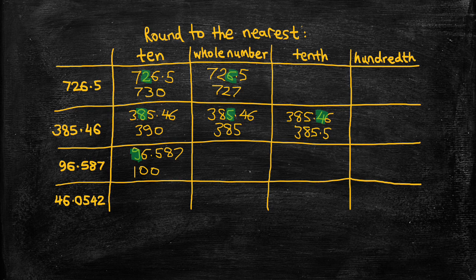Okay, next one. Let's take the same number and round it to the nearest whole number. So the strategy is to look at the digit that's in the ones column. It's a 6. Shall we leave it as a 6 or round it up to 7? Look at the next digit over. It's a 5, so it's 5 or higher, so we round the 6 up to a 7.